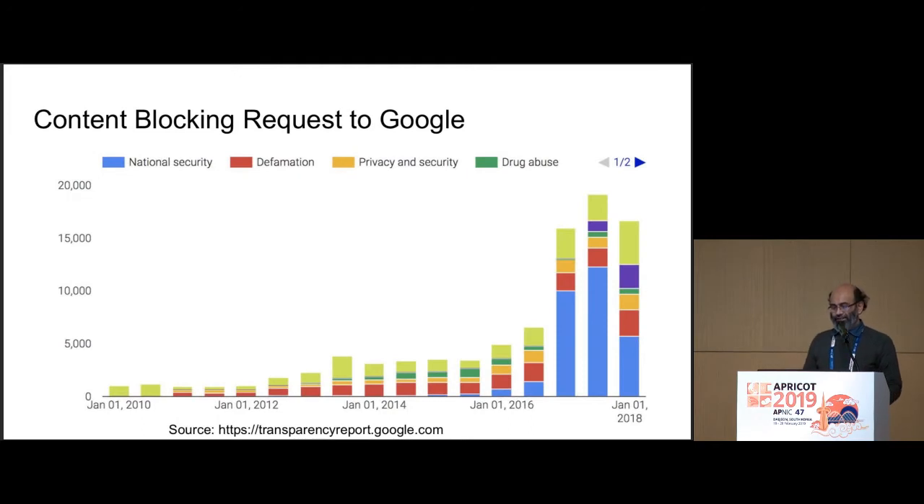And if you look at Google's transparency report, you see the main reason for government content blocking requests is national security. So for many countries, the content passing through the internet is one of the main reasons for national security concern. So there is a challenge we are facing, and we see more and more countries going towards content blocking.